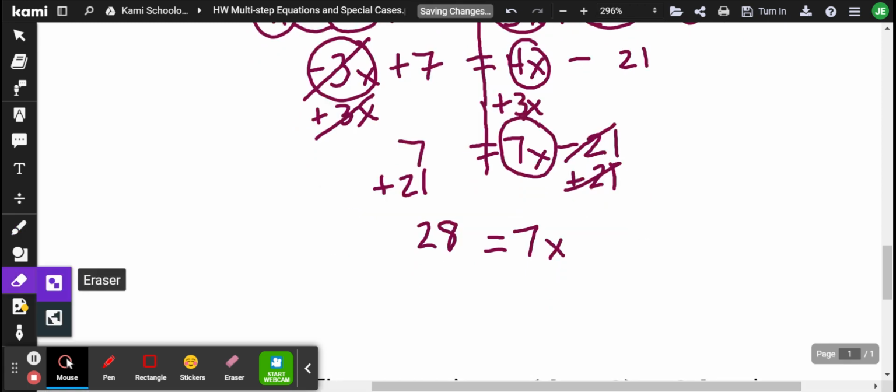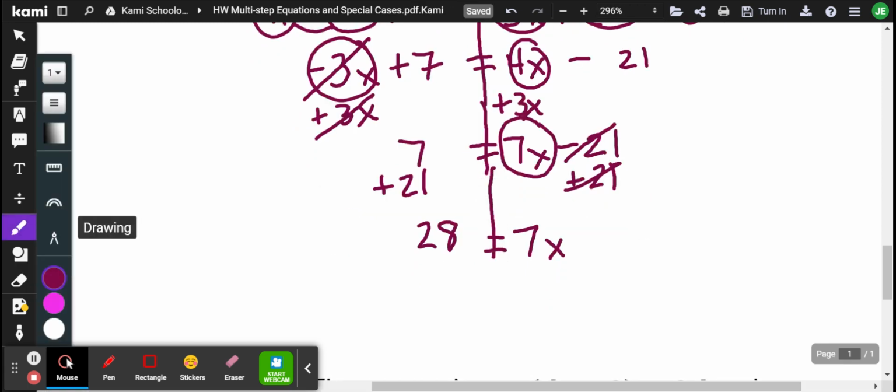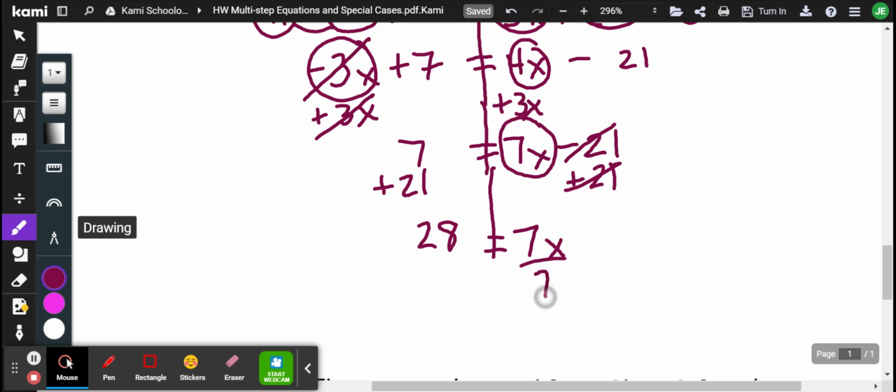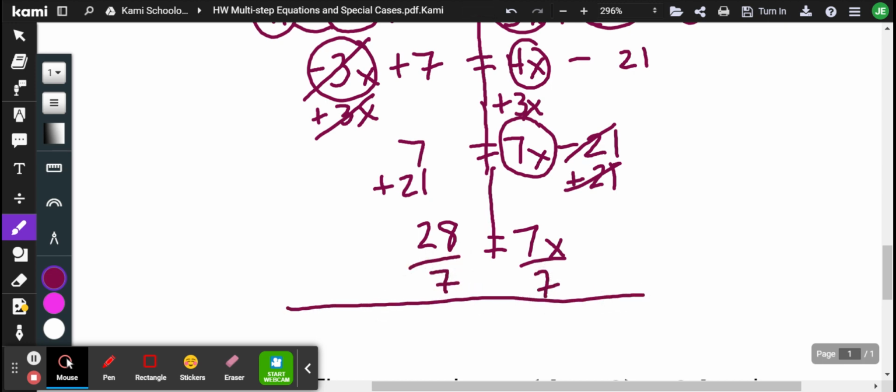All right, I guess that was a little too soon. We're still not down to the answer. Now we're down to the last step. I'm going to divide both sides by 7. Now we're done. 7 divided by 7 is going to be 1x, and 28 divided by 7 is going to give us 4. So 4 equals x, or x equals 4.